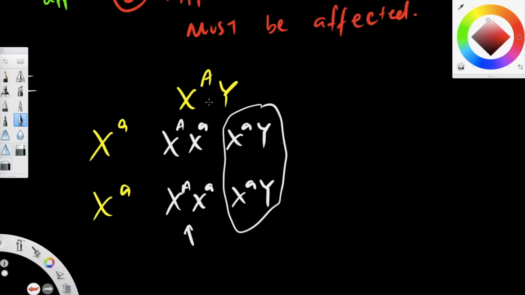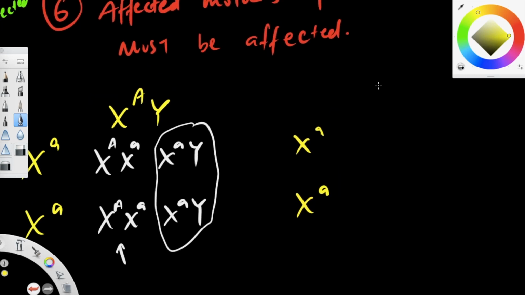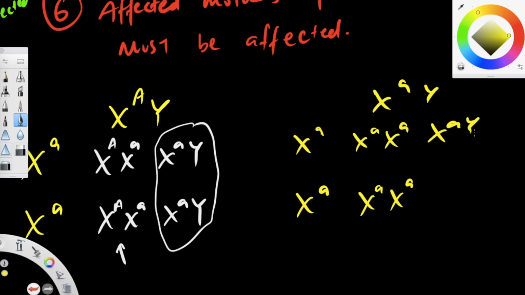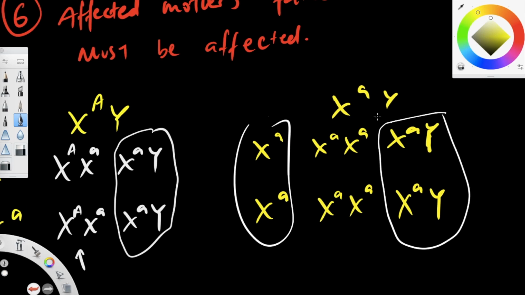However, let's just see what happens if the father is affected and the mother is affected. Let's just use the same color here. So affected mother, keep that constant, and let's just say the father is affected as well. Let's see what happens. That shape of Y. So the same principle from criteria 4 applies. If the mother is affected, all the sons are affected, right? And also all the females are affected.